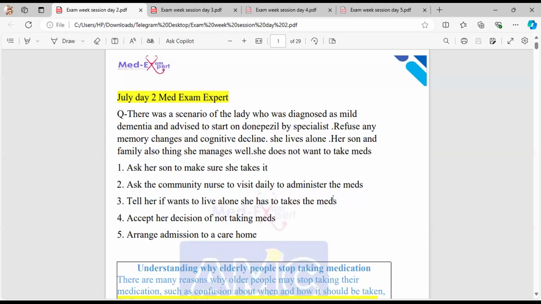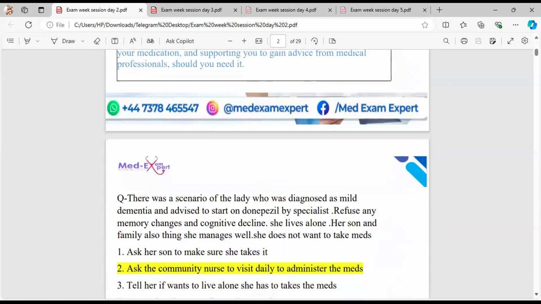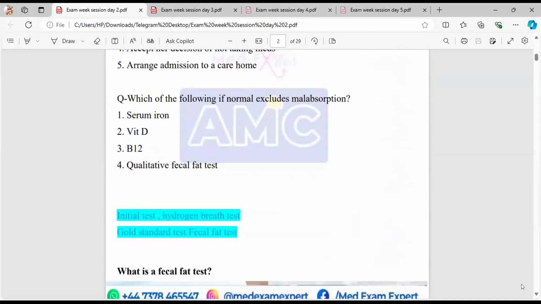Doctors, don't make yourself confused. This is the right answer: ask the community nurse to visit daily to administer the medicines. Okay, doctors, let's move to the next question.